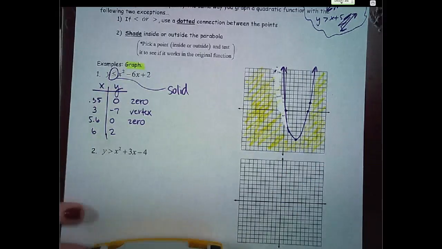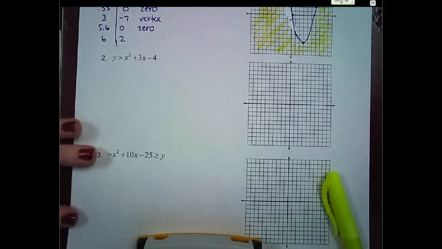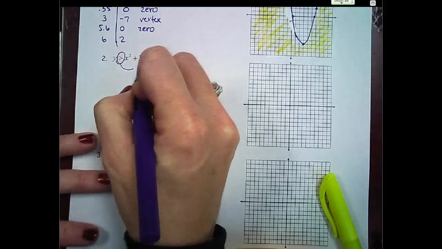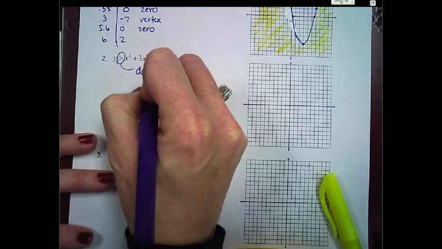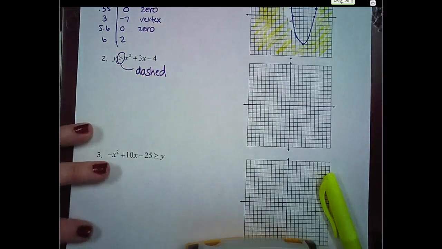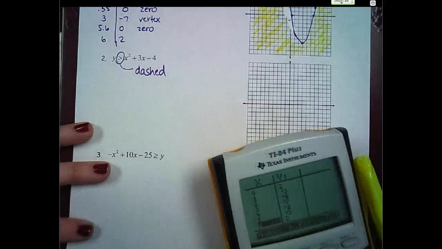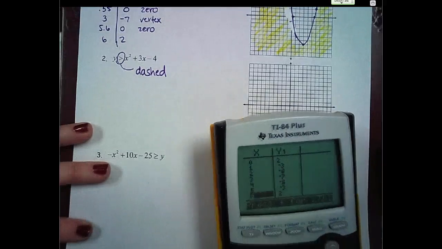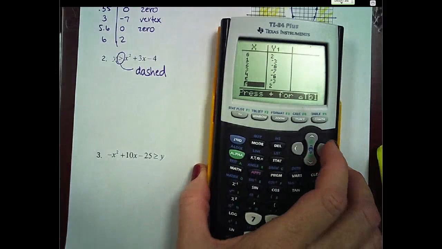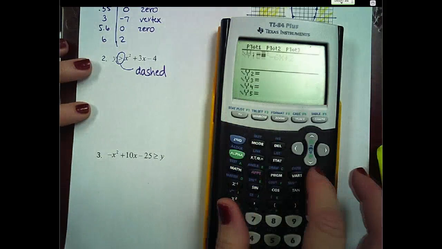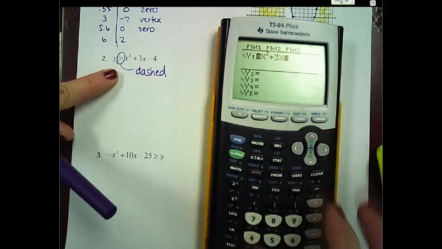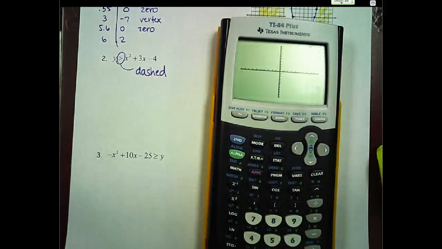Okay, go to number 2. Here, this is y is greater than. Now be careful, this is going to be a dotted line or a dashed line. I think these points are a little prettier. Okay, so you don't necessarily need your calculator to find the zeros. It's nice to know how, though, in case they aren't pretty, right? Okay, so go to y equals and type it in. X squared plus 3x minus 4 and graph it.